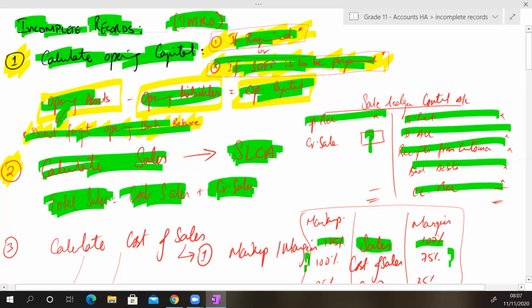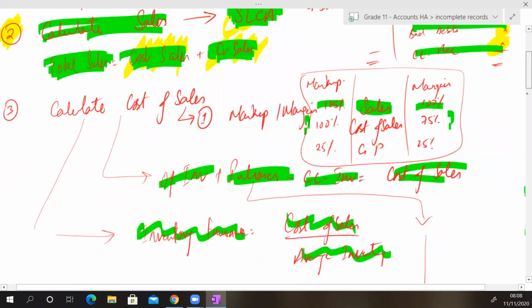The second part is calculate sales using sales as a control account. Here's the format for sales as a control account. Opening receivables, closing receivables, sales return, discount allowed, receipts, bad debts, and this value will be calculated. Then you might have this is credit sale, plus goods sold for cash will give you total sales value.